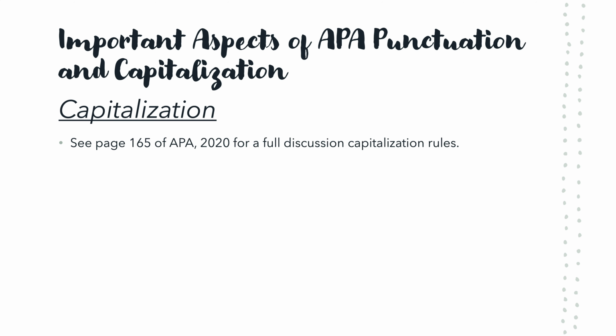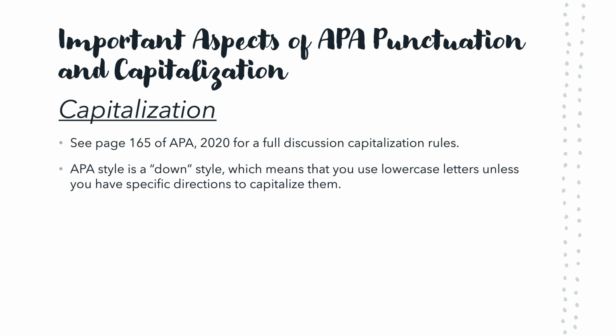Capitalization is another important aspect of APA style. See page 165 of the APA 7th edition manual for a full discussion of capitalization rules. But one thing that's really helpful to know about APA is that it is a down style. This means that you use lowercase letters unless you have a specific reason to capitalize them.